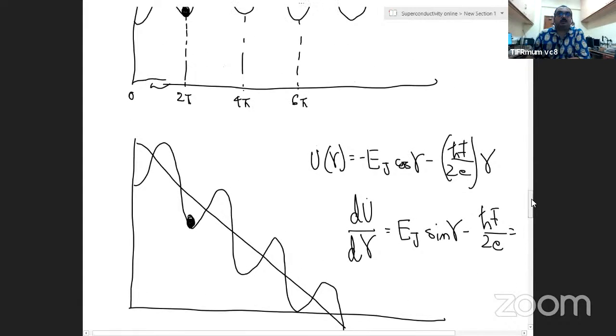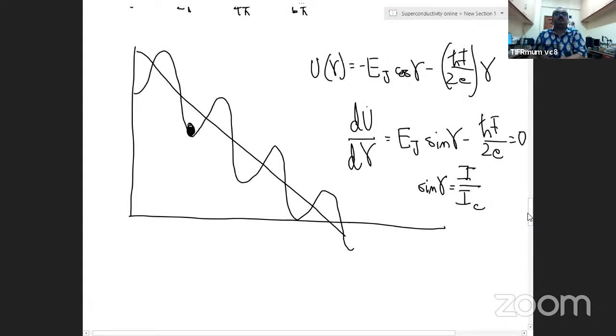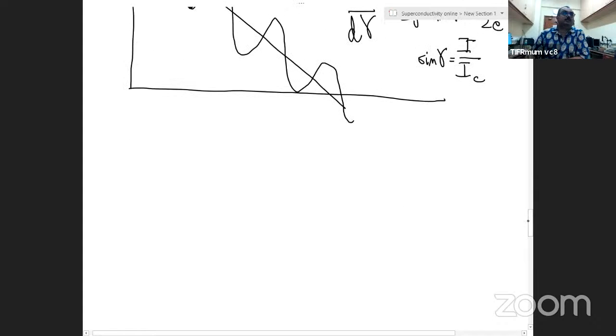Oops, sorry. And when the dU d gamma becomes 0, that is exactly the point where sine gamma is I by IC. So you have a minimum as long as this condition is satisfied. Now when I is greater than IC, what will happen?